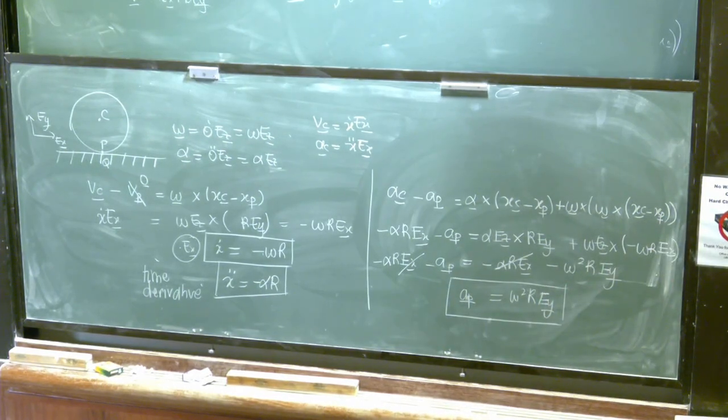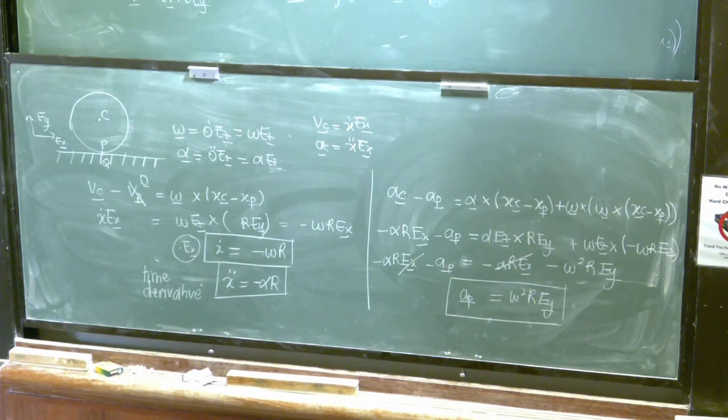So the acceleration of point P is going to be vertically up, right? It's not zero, it's pointing vertically up. Any questions? So yes, we have to be careful. AP is not zero.